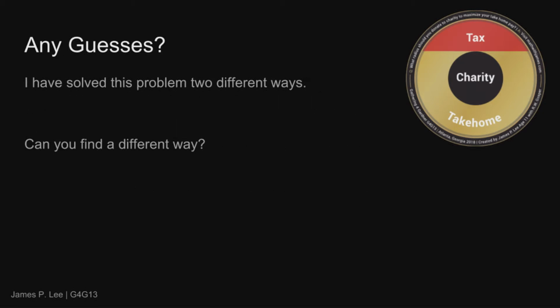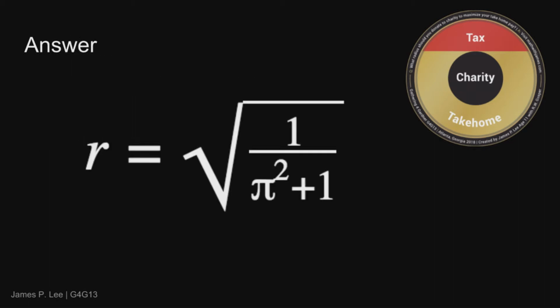So I will solve this problem 2 different ways, and if you can find a different way, please come up to me after and tell me. So the answer I get is r equals the square root of 1 over pi squared plus 1.